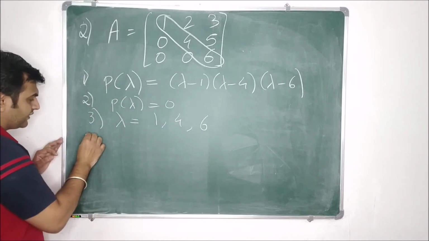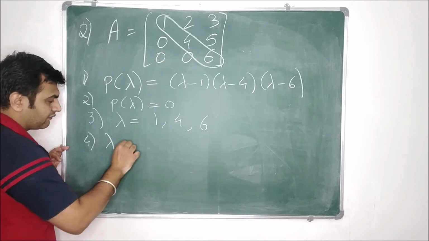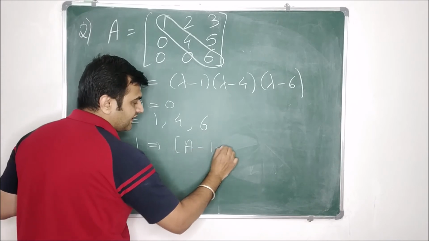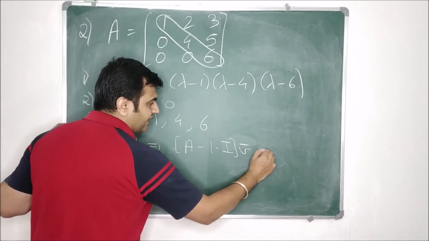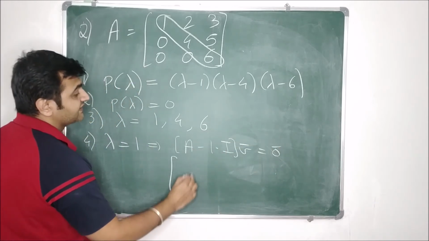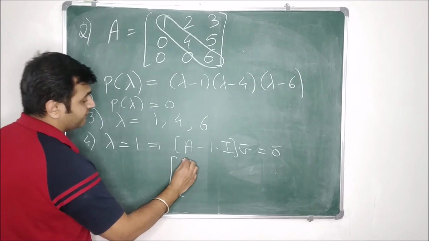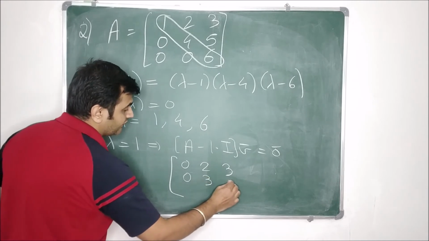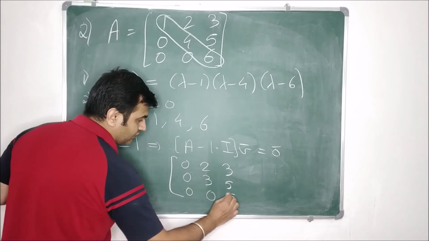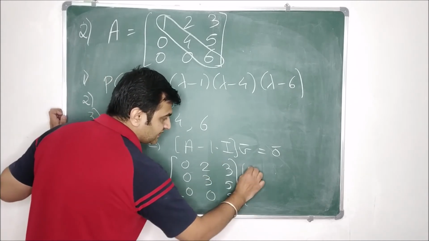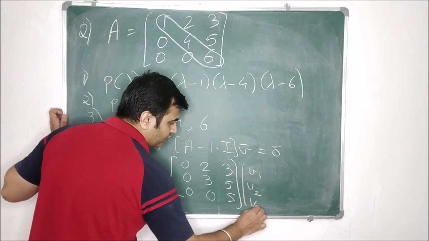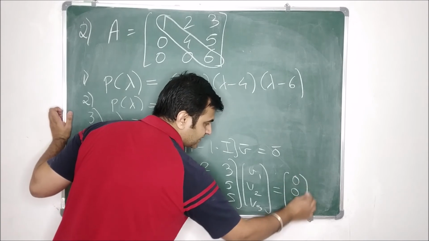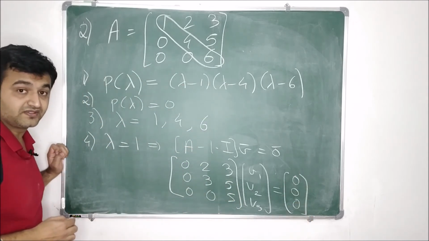And now you do the same thing. First you play with lambda equal to 1. That means you solve the system. Which system? (A - lambda I) v bar equal to 0 bar. What is A - lambda I? So [0, 2, 3; 0, 3, 5; 0, 0, 5]. And v bar means what? Here v1, v2, v3 equal to 0 bar. What is the 0 bar in 3-dimensional vector space R3? It is (0, 0, 0).